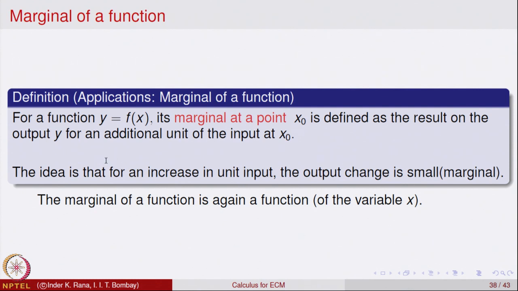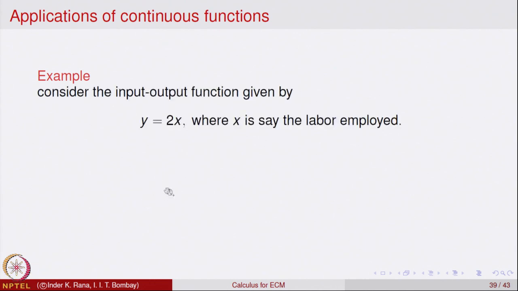Note that what we are saying is, with an increase of a unit of input, the output will change marginally. When x is changed to x plus 1, y will change to some value. So, the marginal is again a function of the variable. Given a function, its marginal is again a function of the same variable x. Let us look at another example to illustrate this.